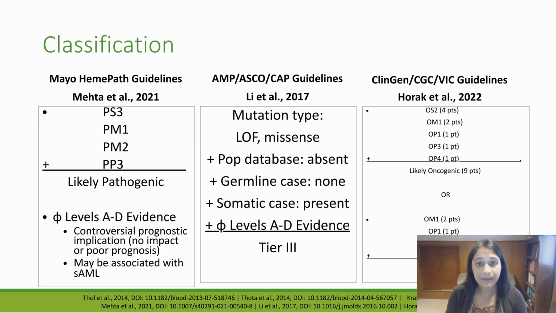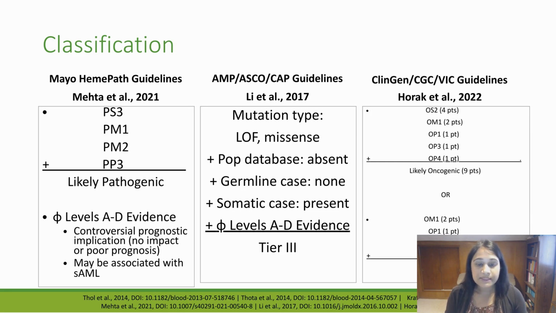In the AMP-ASCO-CAP guidelines, they indicate that variants of uncertain significance will often be missense variants, although Tier 1 and Tier 2 can be associated with loss of function or activating missense variants, as we saw in the previous example. Of course, the somatic cases support Tier 1 or Tier 2 classification too. However, it is again the lack of therapeutic, prognostic, or diagnostic significance that settles the classification to Tier 3. The classification based on the ClinGen CGC-VIC guidelines, on the other hand, will likely align with our classification.